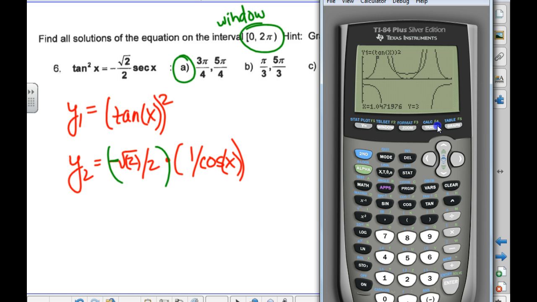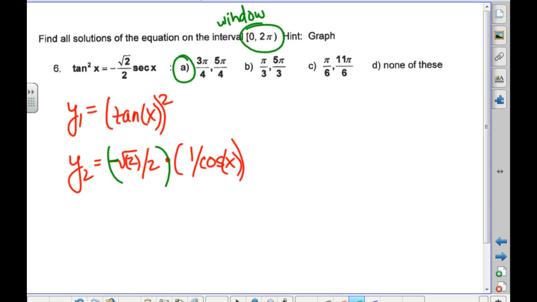All right. And I believe even on the quiz it says hint: graph, if that's what my suggestion was. All right, I am going to shut this calculator off the screen here and move on to the next one.